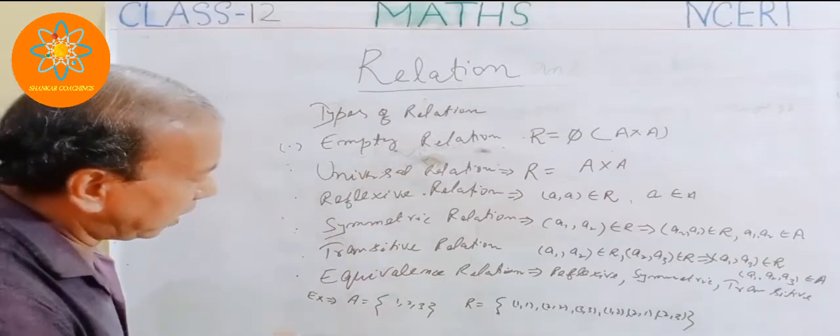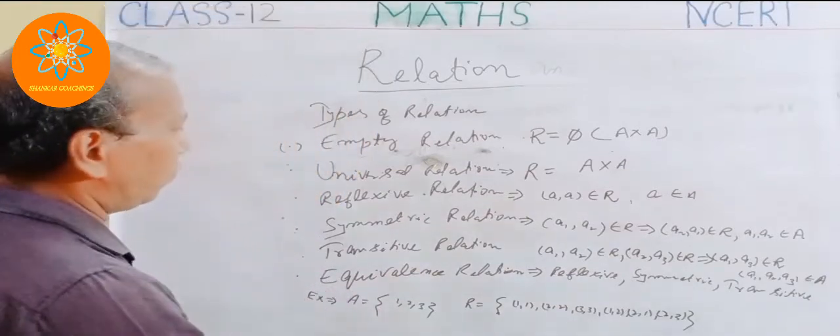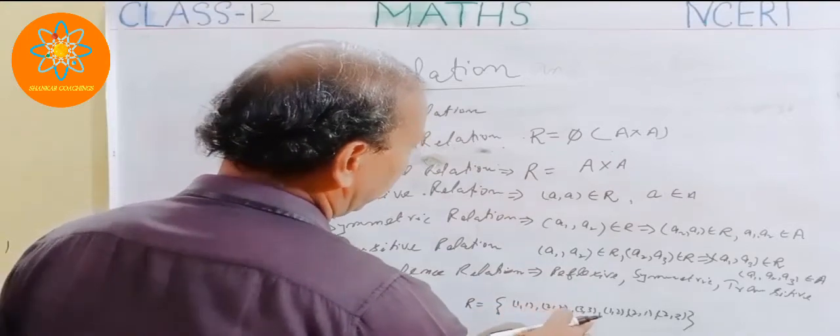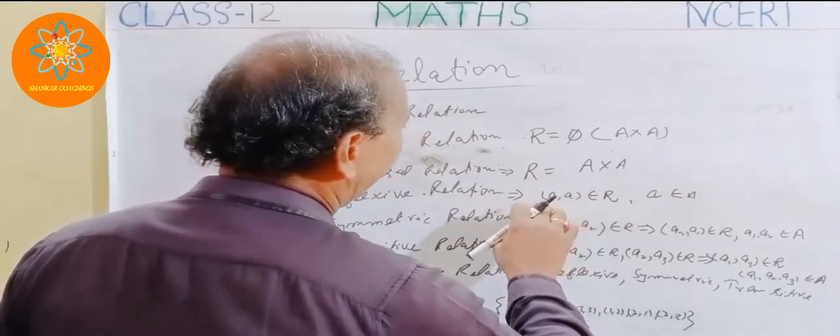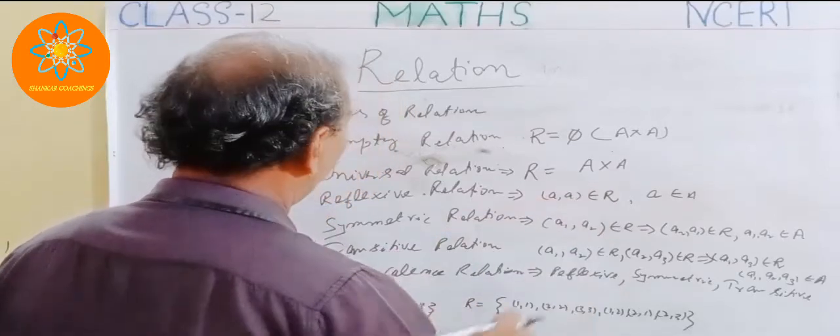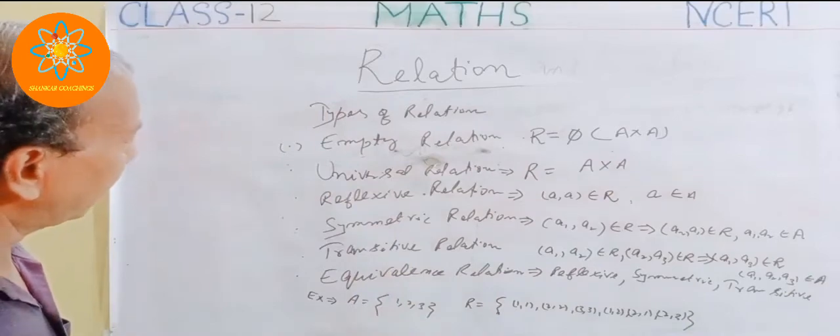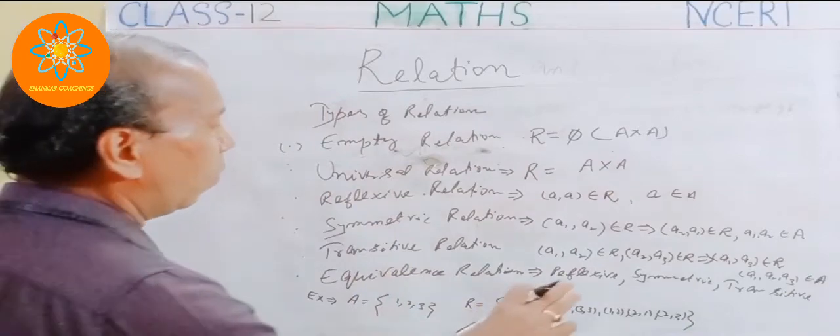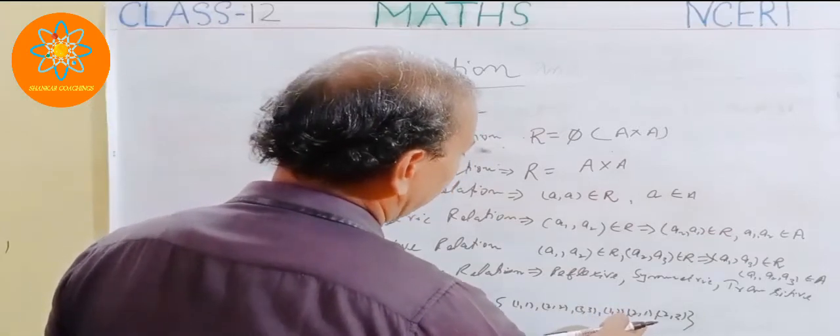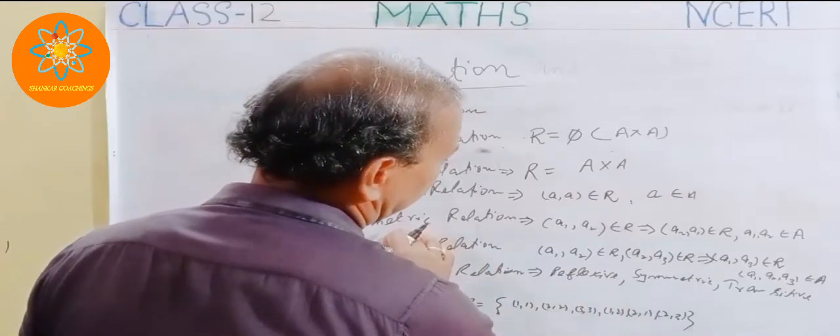which relation it satisfies. See, first thing is (1,1), (2,2), (3,3), means here it is A and A, all of this is given. So that means it is a reflexive relation. And (1,2) and (2,1) is also given, so that is your symmetric relation.